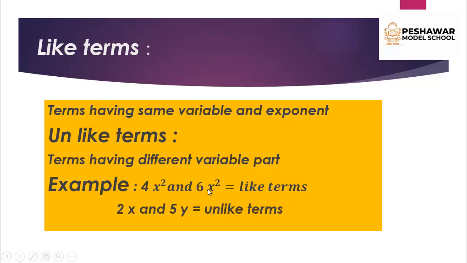Now here in this example, 4x square and 6x square are like terms. Why are they like terms? Because their variable parts are the same, x square and x square. 4 and 6 are different, but these are coefficients, not variables. So 4x square and 6x square are like terms. In the next example, 2x and 5y are unlike terms because their variables are different. So like terms are the terms having the same variable part, and unlike terms are the terms having different variable parts.